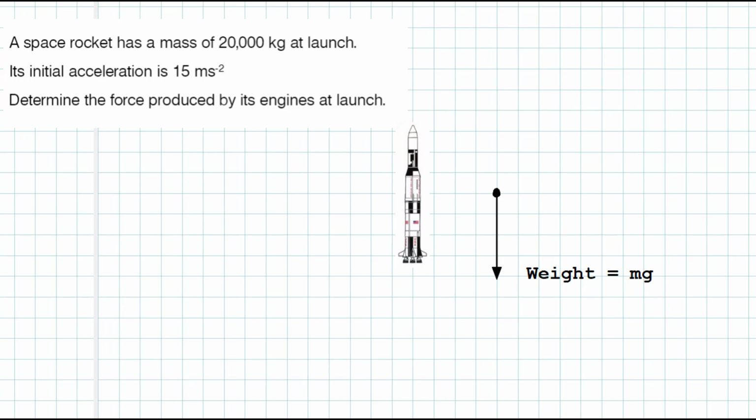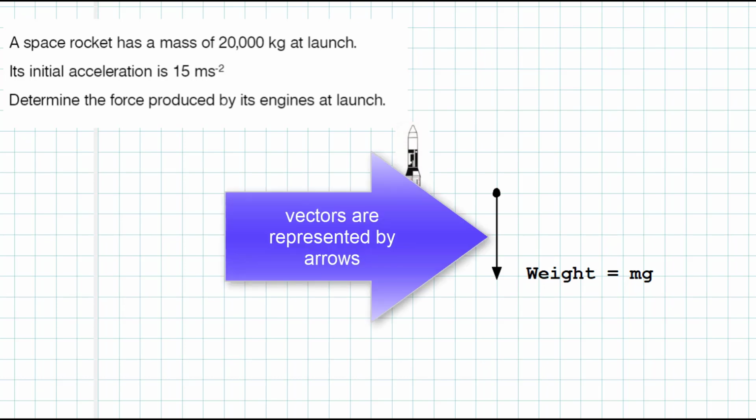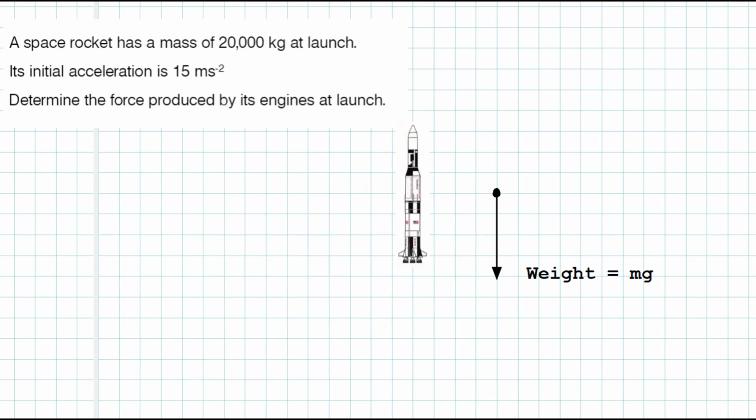Now, we presume it's on the surface of the Earth, and therefore we're going to have g equal to 9.8 newtons per kilogram. So we now have got the weight arrow in. Remember, those arrows are really vectors. The length of the vector gives you an idea of the size of the force. And in this picture, the weight is acting downwards.